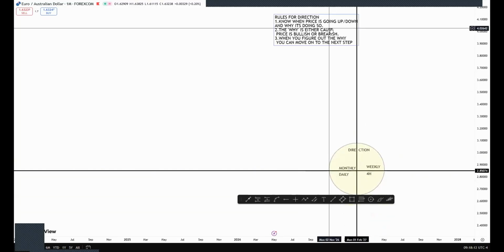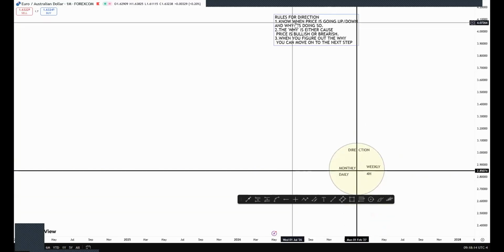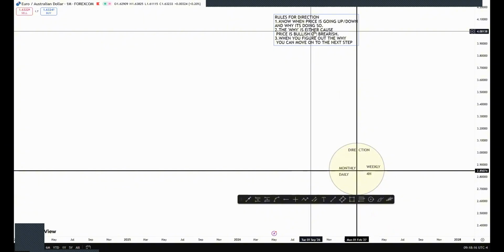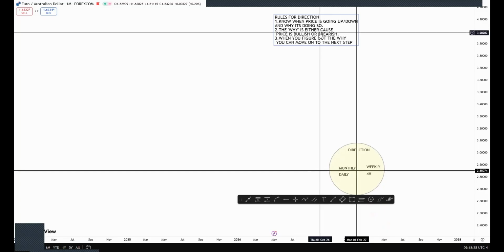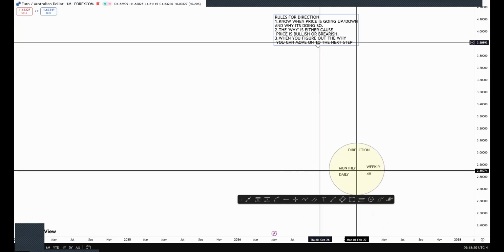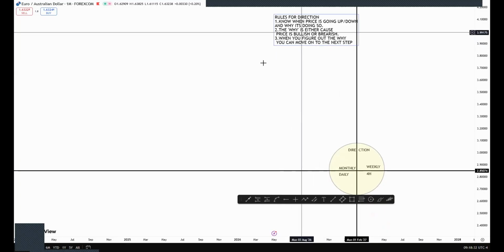Okay. So I was saying in the previous video that the first thing to know is when price is going up and when it's going down, and why it's doing so. The why is either because price is bullish or price is bearish. And when you figure out the why, you can move on to the next step.